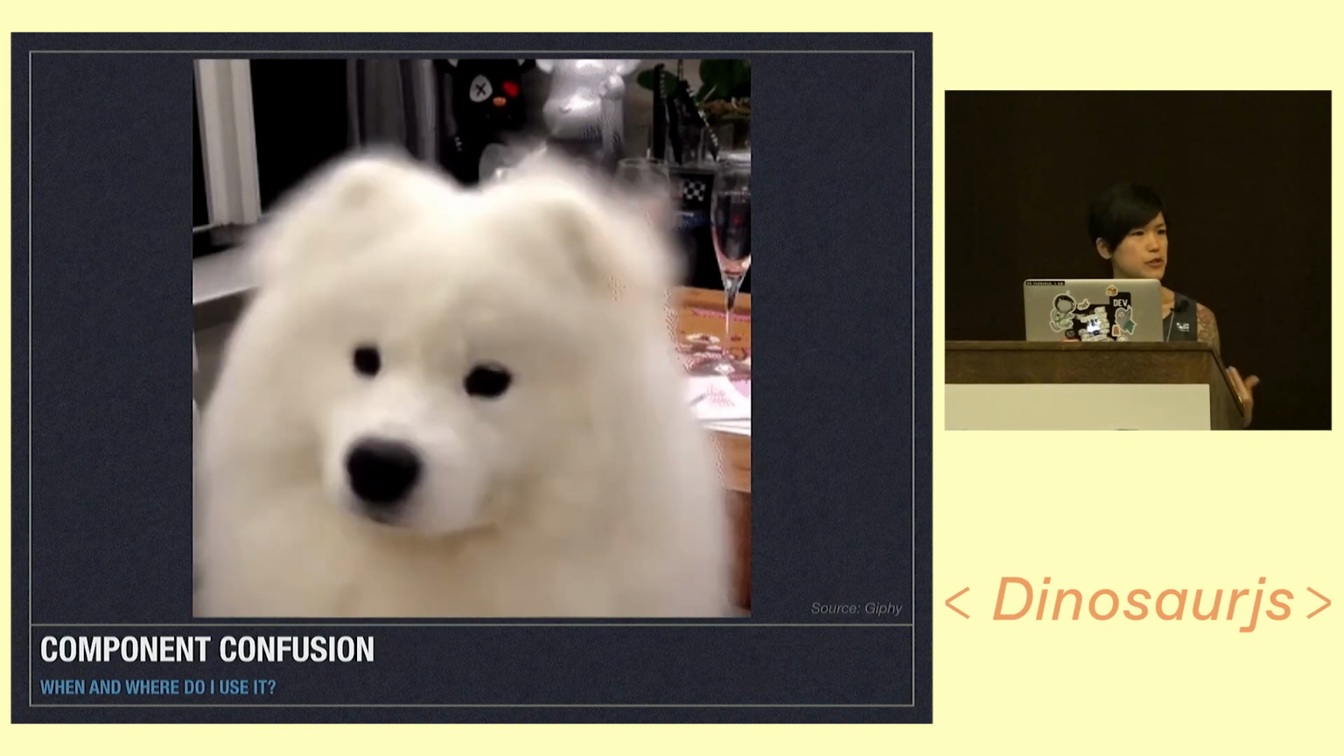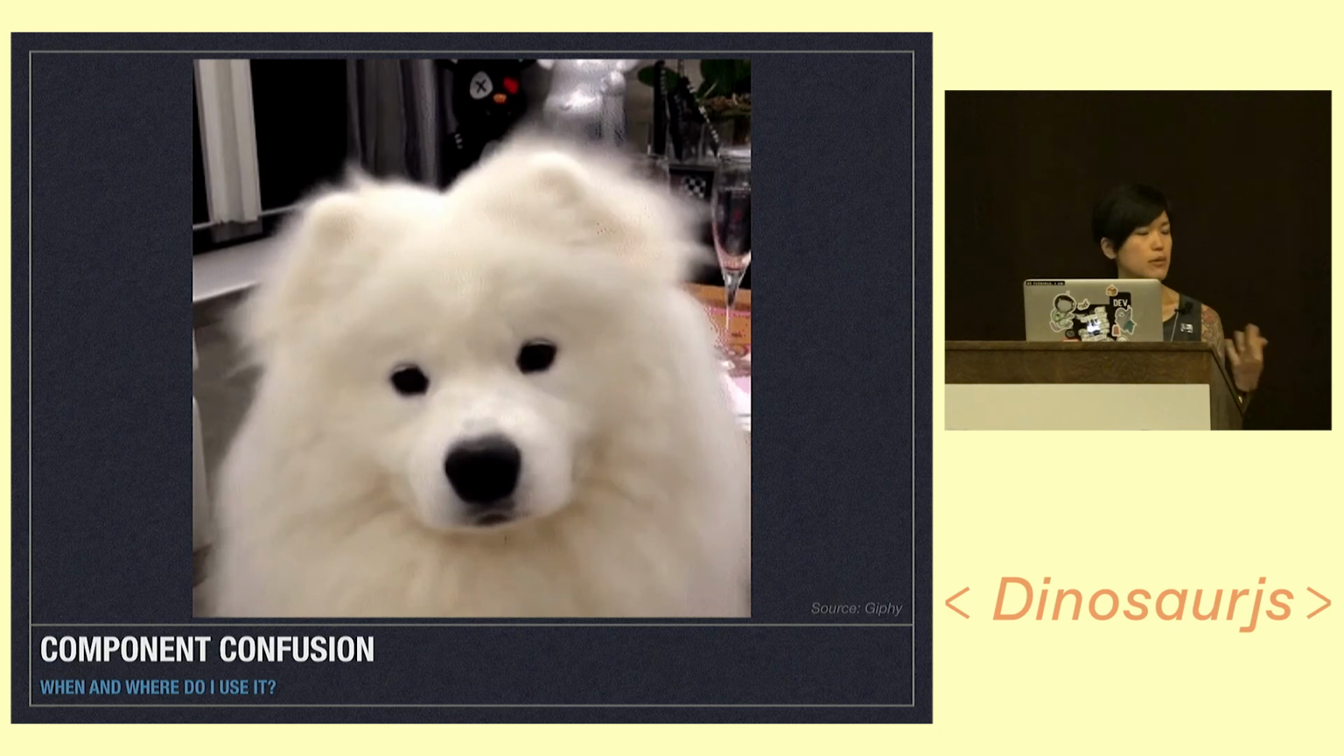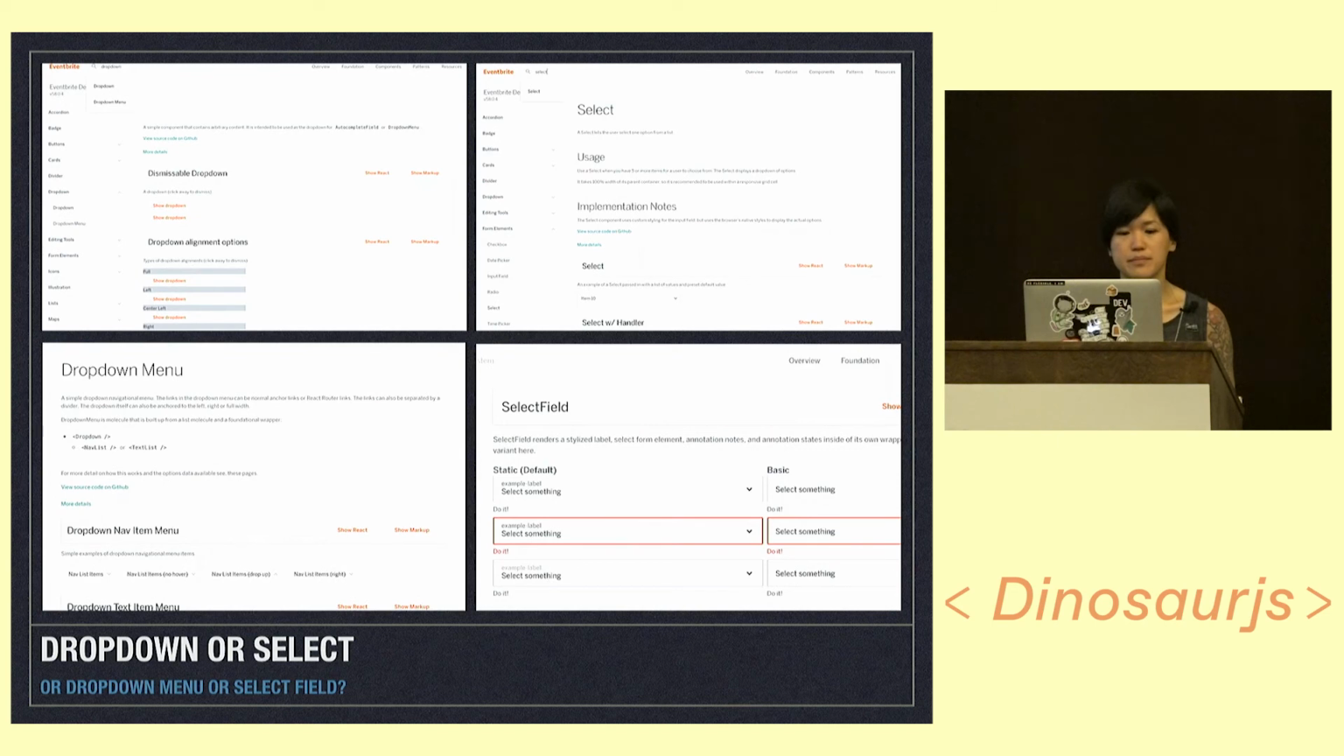Also, there's a lot of confusion around our components. Like, when and where do I use specific types of components? So here we see a drop-down, a drop-down menu, a select, and a select field. If we look at all of these components, almost all of them have a title and a down arrow. Presumably, if you click on it or hover over it, you're going to see a list of items below. So it can be really hard to tell which one you're supposed to use at any given point in time because they seem to all serve the same function.